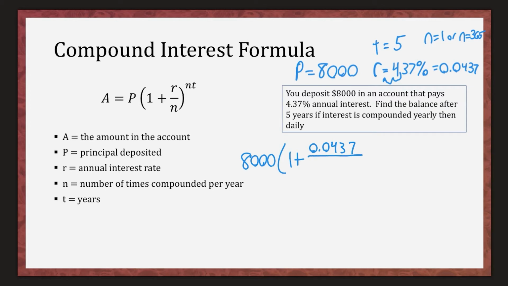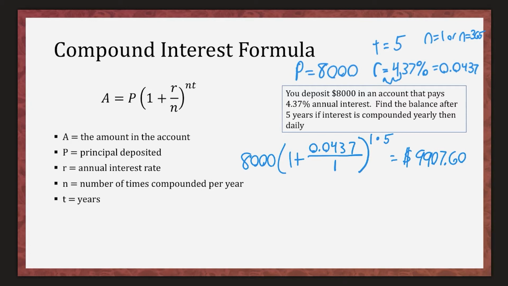And the number of times, well, the first, we're just going to compound the interest once per year. So we put a 1 in for n. And then our exponent is 1 times 5. Okay, so over the course of 5 years, we will compound interest once per year. All right, multiplying 8,000 times this exponential part of the equation, you will get $9,907.60.